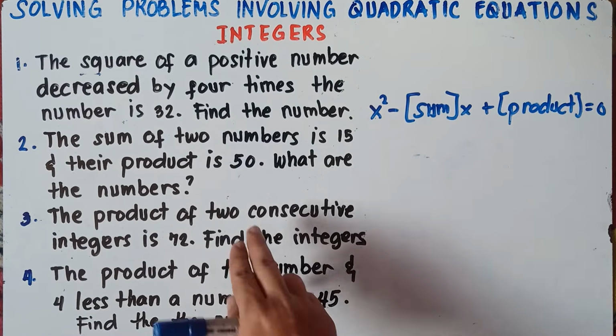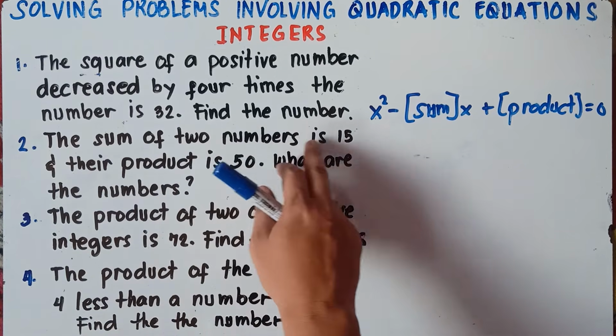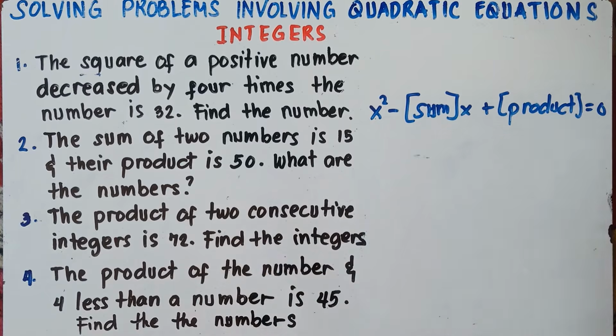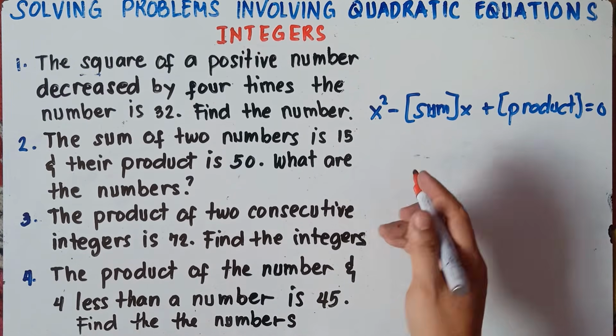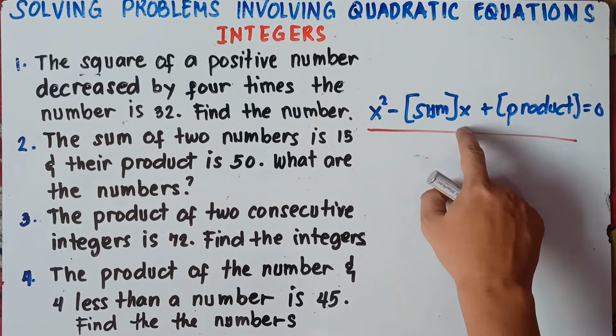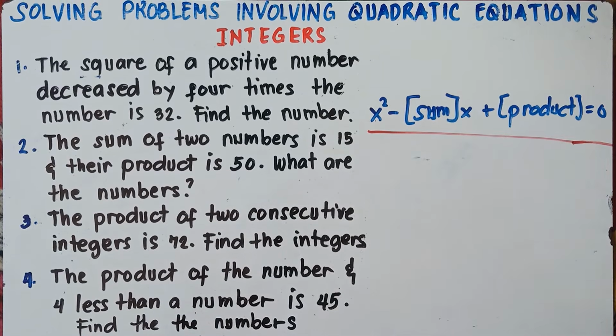Once again, if you have this kind of equation or question, given the sum of two numbers is 15 and their product is 50, so you have sum and product. So if you have sum and product, just always remember this equation, class. X squared minus the sum, times x, plus the product equals 0. And you can get the answer right away, easily.